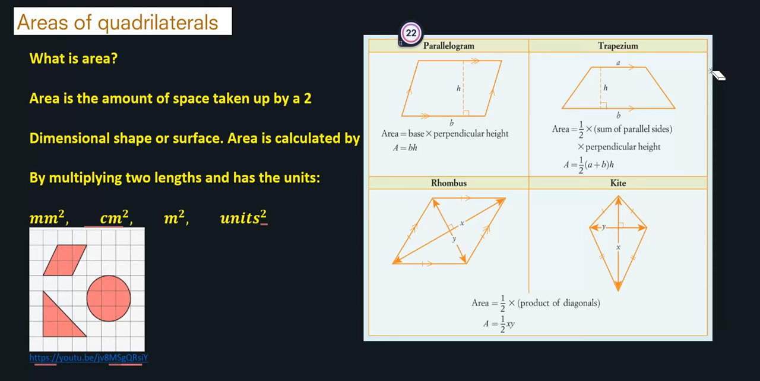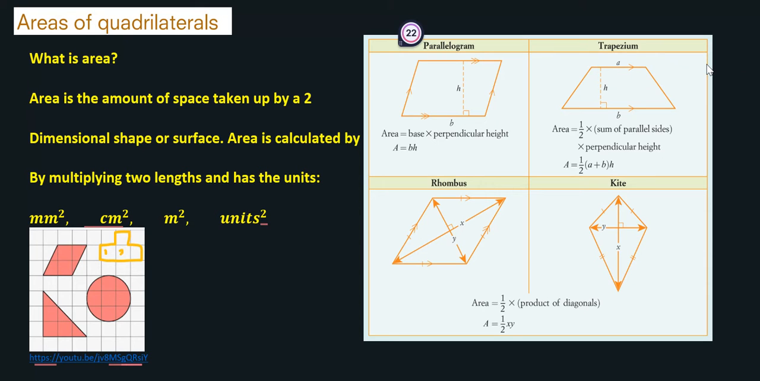Area is calculated by multiplying two lengths and has the units millimeters squared, centimeters squared, meters squared, or whatever the units are squared. So we've got some examples here, and we could count the squares. So for example, if I was to draw a shape like this, this makes it nice and easy to count squares.